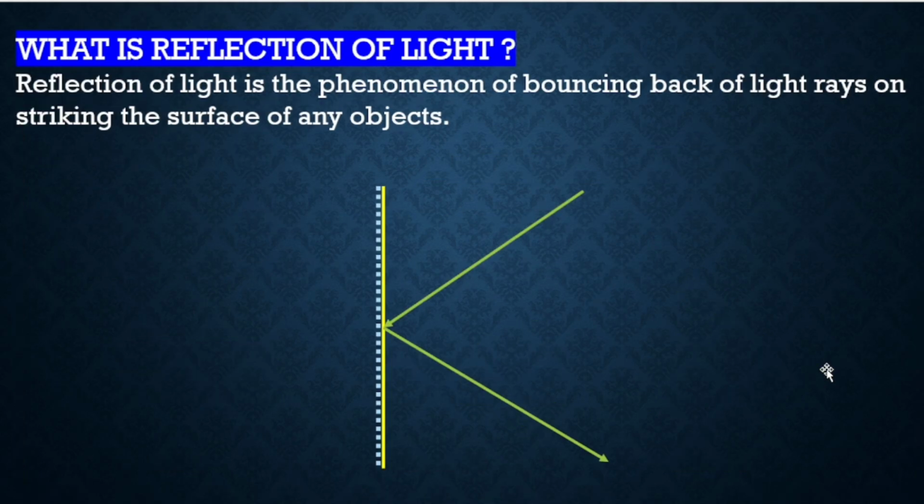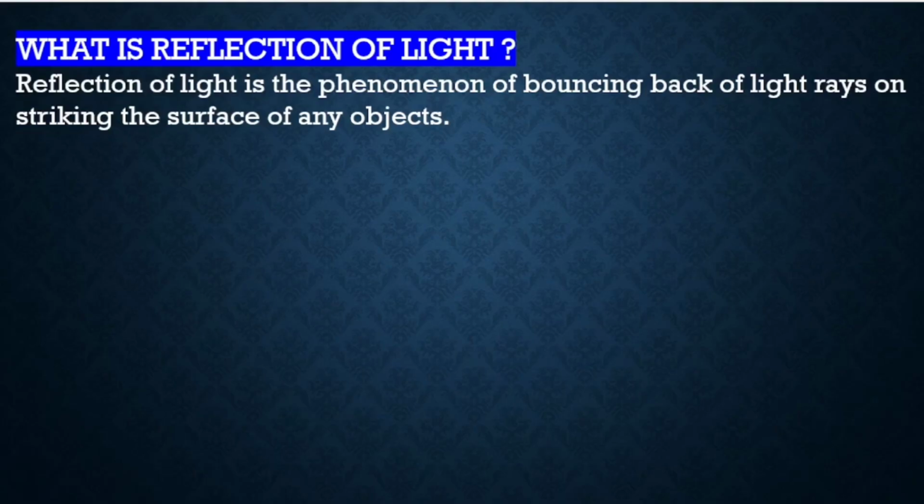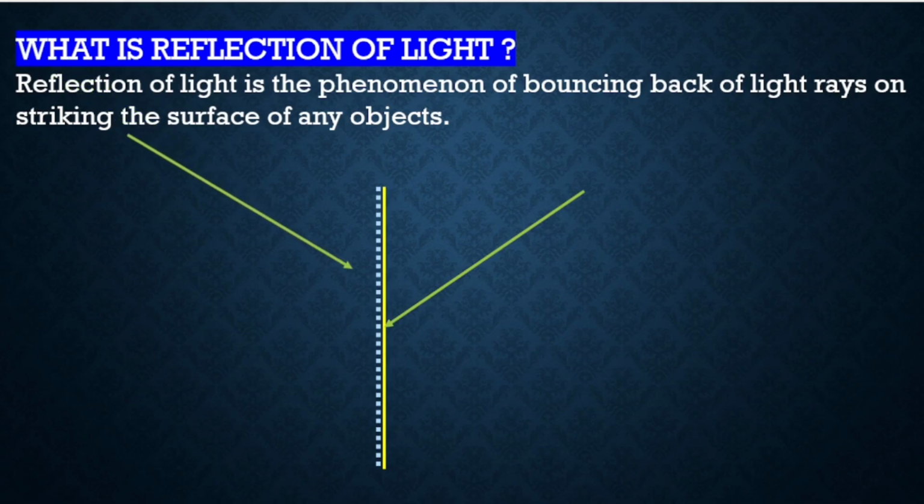Now, what is reflection? The reflection of light is the phenomenon of bouncing back of light rays on striking the surface of any object. It means bouncing back. Suppose this is a mirror, this is the reflecting surface. A ray of light comes and strikes the surface and it bounces back. आके टकरा के फिर चले जाना. Okay? That is called reflection of light. You can see here is the reflecting surface. A ray of light comes and strikes the surface and it again bounces back.